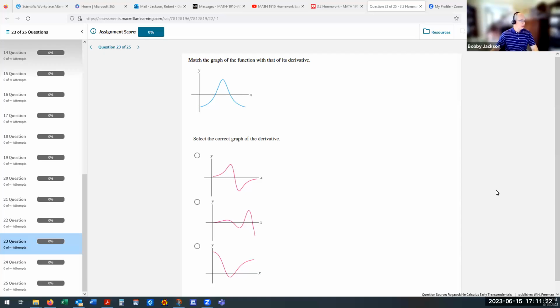Hey everyone, we're going to look at the last three in section 3.2. That's 23, 24, and 25. They're graphical type problems dealing with the derivative. So in 23, we're given the graph of a function. This is the blue curve here. And then we're to select which one of these is the graph of this function's derivative.